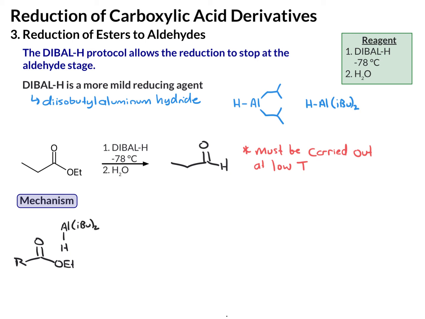It's a little bit reminiscent of the hydroboration. So the hydride will come and add to the carbonyl carbon. At the same time, these electrons will come up and bond to the aluminum. So we're adding the H and Al across the pi bond. Now we're going to draw a tetrahedral intermediate.